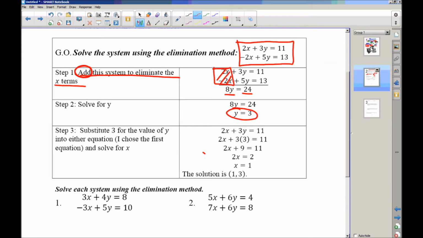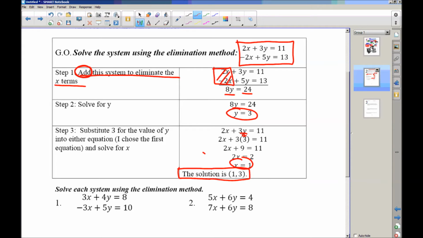Okay. Step 3, substitute 3 for the value of y into either equation. I just happened to choose the first equation, but you could choose either one. So in place of y here, I stuck in a 3. Okay, and then I worked it out. 2x plus 9 is 11. I subtracted 9 to both sides to get 2 on the right, and then I divided by 2 to find out that x is 1. So the solution to the system is 1, 3.